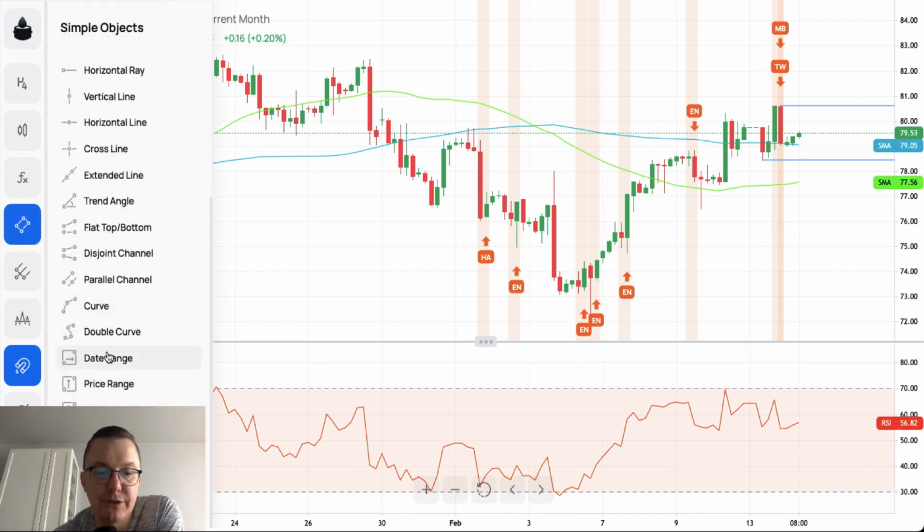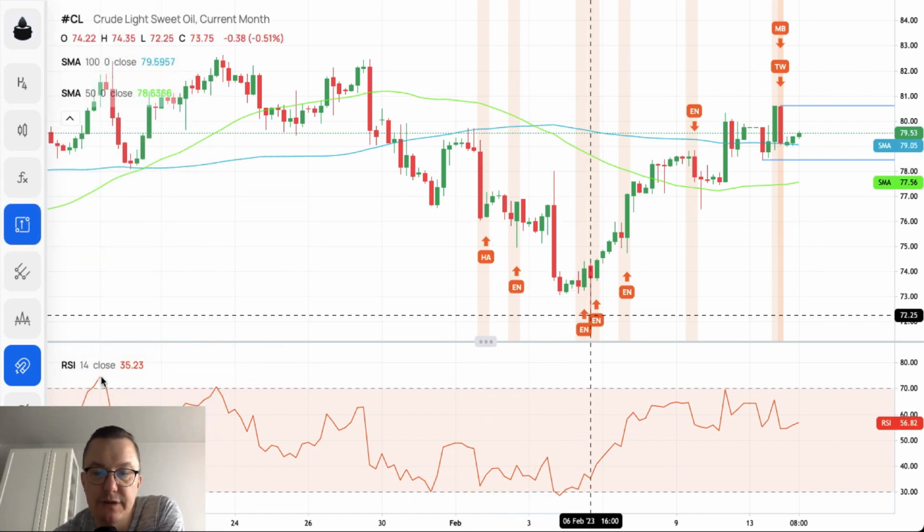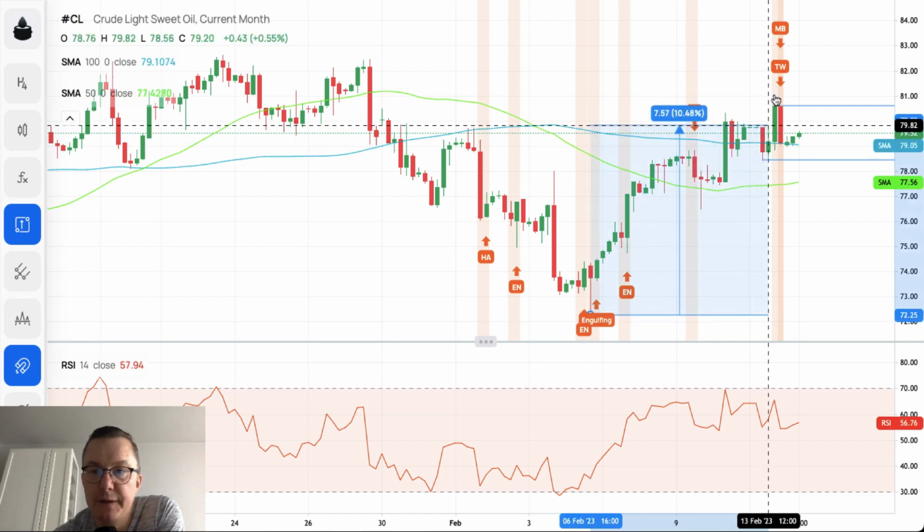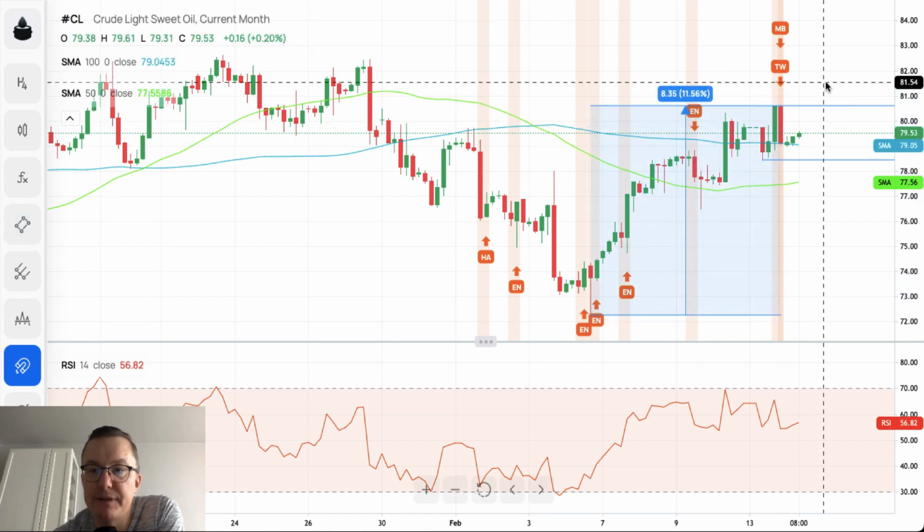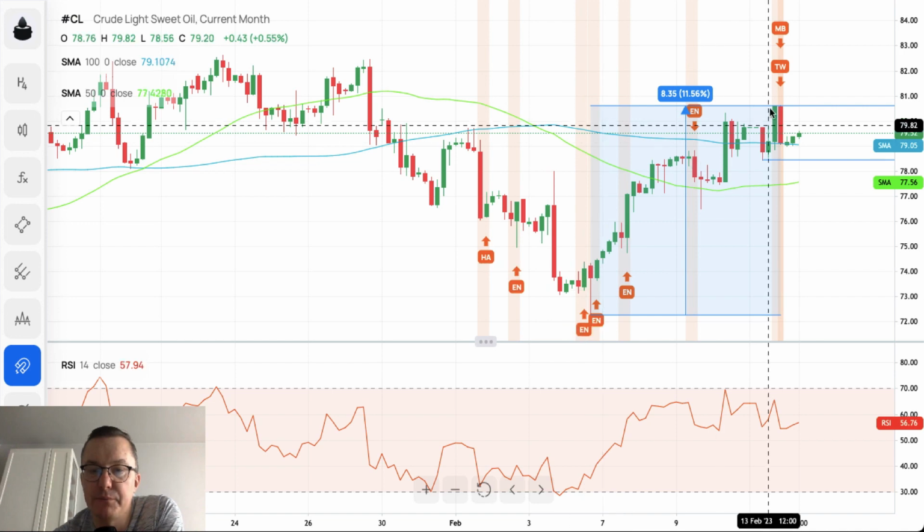Right now, let me just see what the price range of this recent movement to the upside is. The recent price range is 11%. So an 11% rise in the price of the crude oil might be asking for a correction.